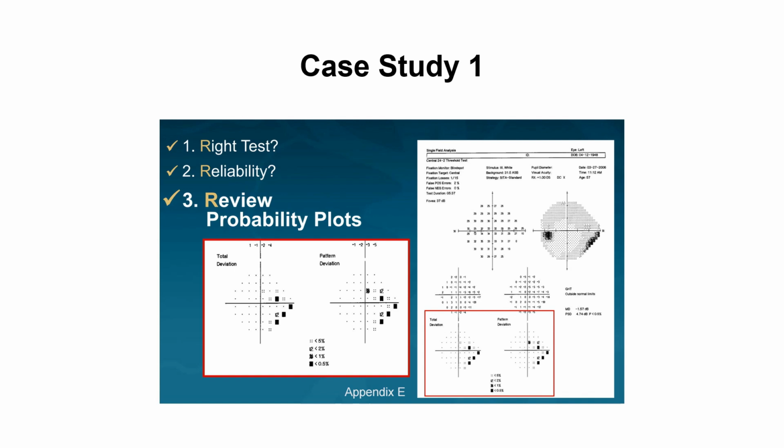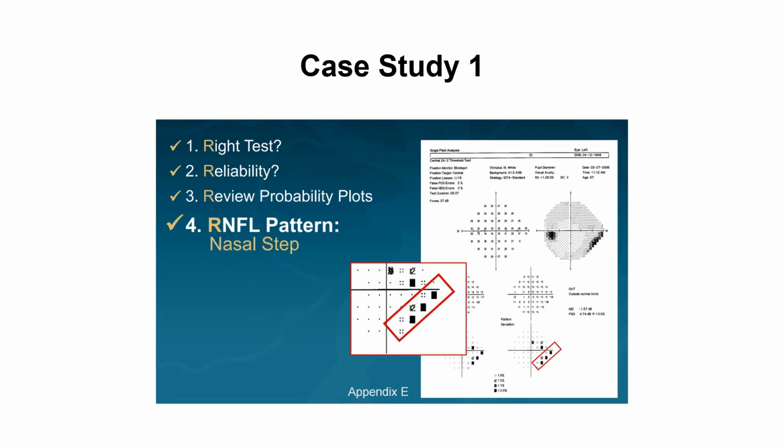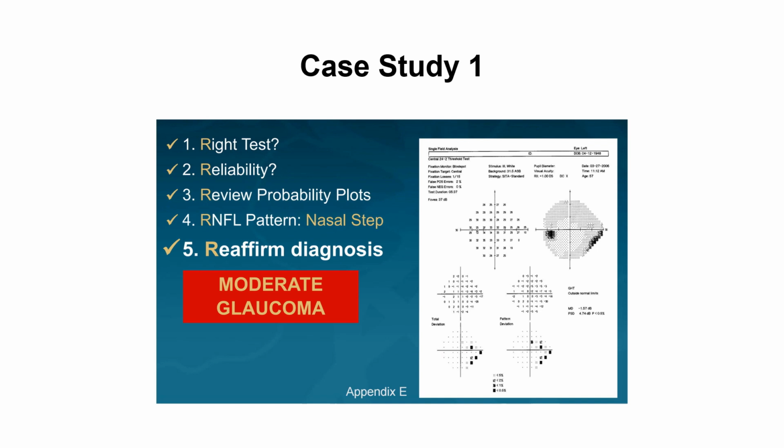Then you will review the probability plots, the total deviation and the pattern deviation. You will see here that you have field loss nasally, a nasal step, in the total deviation and the pattern deviation maps, with many points less than 1% probability. This pattern, which follows the retinal nerve fiber layer and which we call nasal stepping, and the 5 rules reaffirm the diagnosis. This is moderate glaucoma.